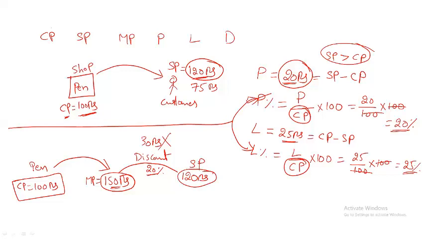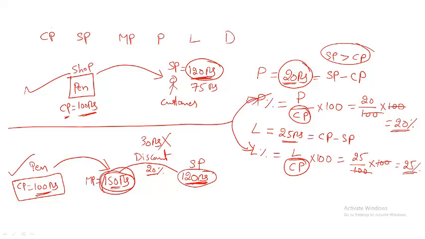I hope you understood the relation between cost price, selling price and marked price. If you understand this logic, in the first example and second example the cost price is the same, and the selling price is also the same: 120. But what is the actual difference between the first example and the second example? This is how business strategies actually work. Instead of directly selling it for 120 rupees, they will first increase it to some other price, which we can call the marked price.